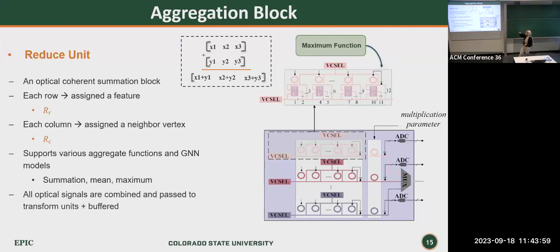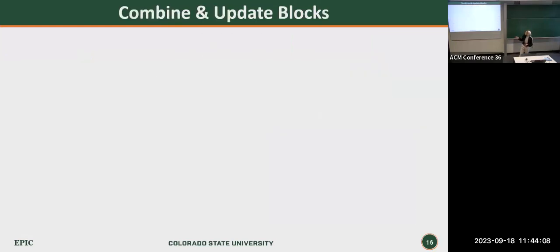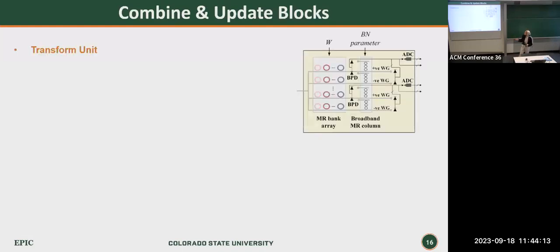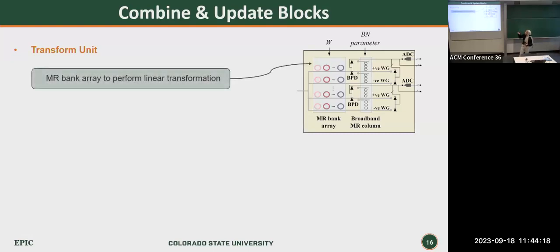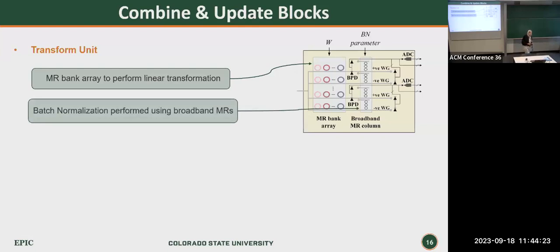And then all these summed signals will be at the end combined together and passed directly to the transform units in the optical domain, which brings us to the combine and update blocks. So the main unit in the combine block is the transform unit. This unit performs the linear transformation using this MR bank array. And then most GNNs also do a batch normalization operation afterwards. So for that, we are using broadband MR devices. These are MR devices that are able to collectively tune all the signals in the waveguide.